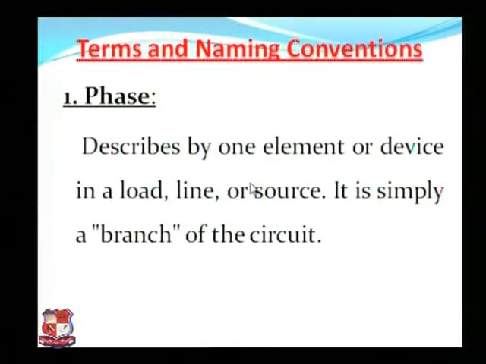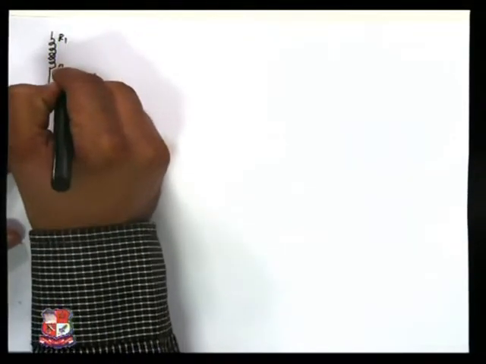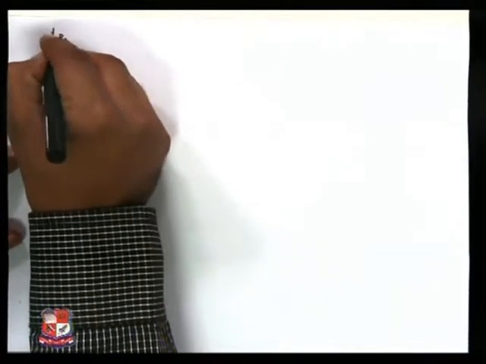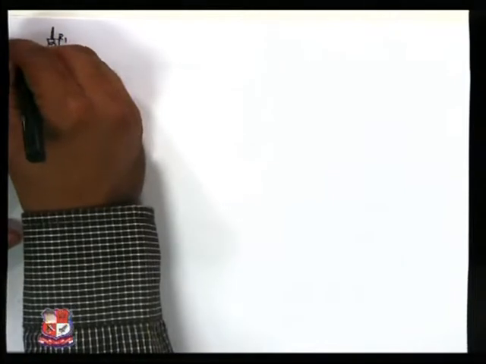Some of the terms which are used in the three-phase circuit. Let's go through a brief overview of these terms. Like a phase. What is a phase? It describes one element or any device in a load, line or source that is simply a branch of the circuit. So in our circuit, suppose R1 and R2, this is called one device or one element. So R1 and R2 indicate one phase.